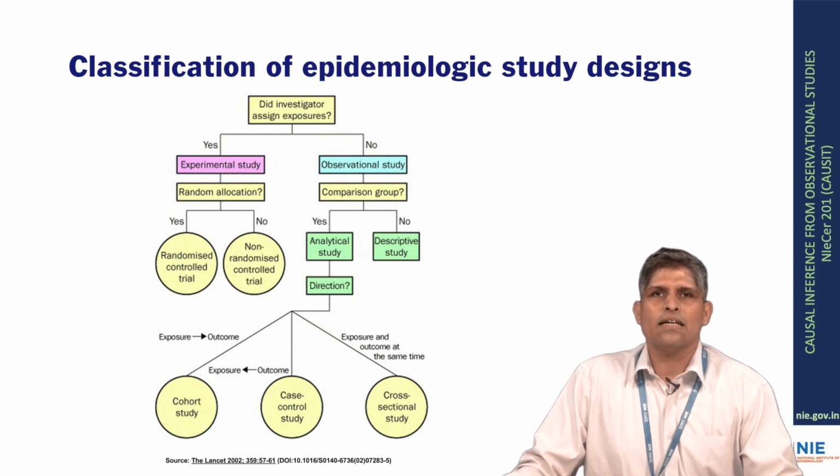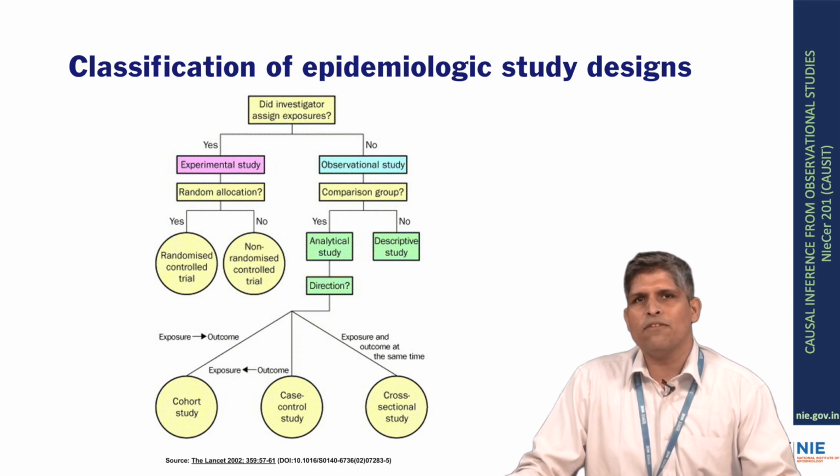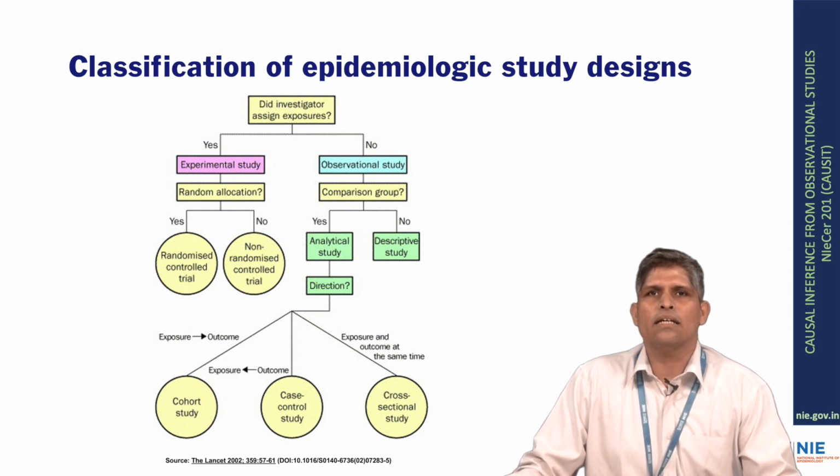Within an experimental study design, depending on whether random allocation was done, it is further classified into randomized control trial and non-randomized control trial. Example of non-randomized control trials would be, say, on every Monday, Wednesday and Friday, the participants are allocated to intervention group, while on every Tuesday, Thursday and Saturday, the participants are allocated to control group. This is an example of non-random allocation. Now, let us get back to observational studies.